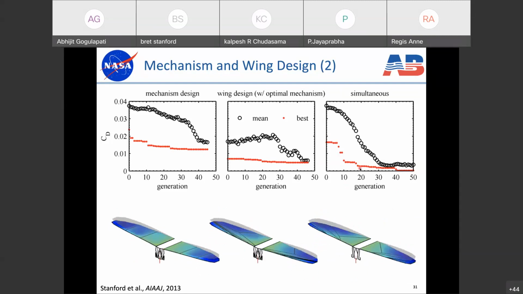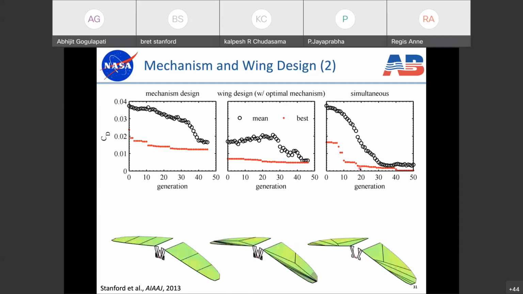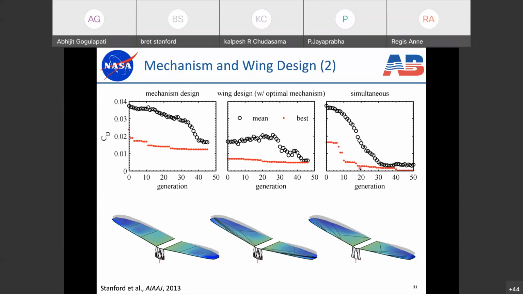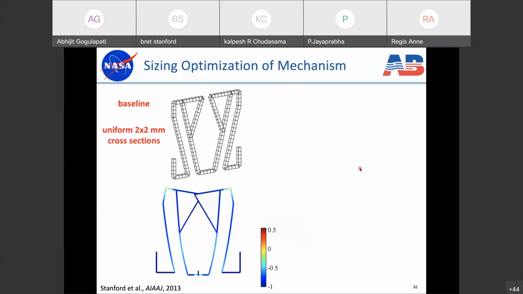And this further proves that the design synergies between the mechanism design and the wing design are quite strong, as we would expect them to be. The final step here was sizing optimization.